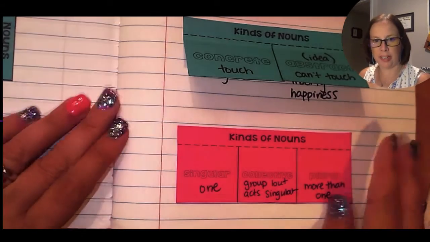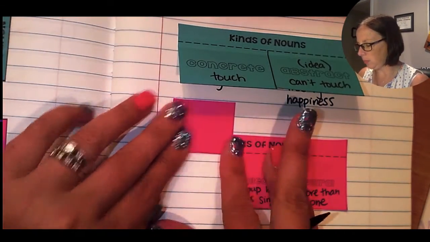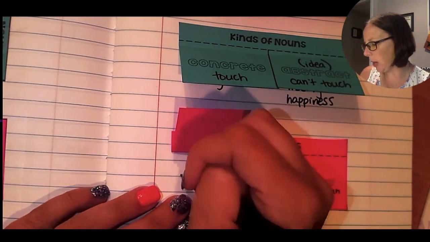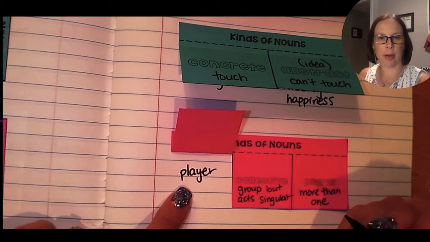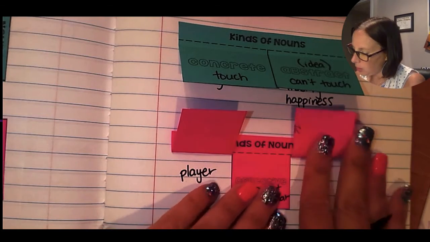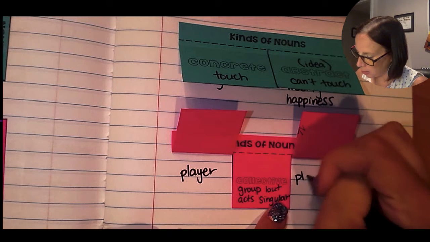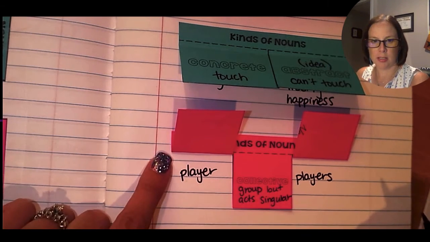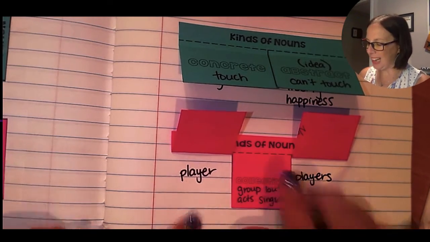Okay? So here's how it looks. Okay? So we're looking at, let's say, a baseball team. Okay? You have a player. A player is one person. Okay? For it to become plural, when I want to say more than one, I'm just going to turn it into players. Okay, I'm adding that S. Singular, plural, singular, plural. Collective.